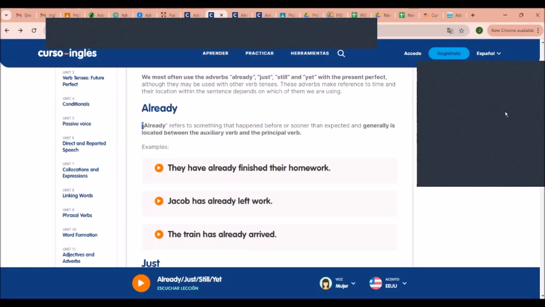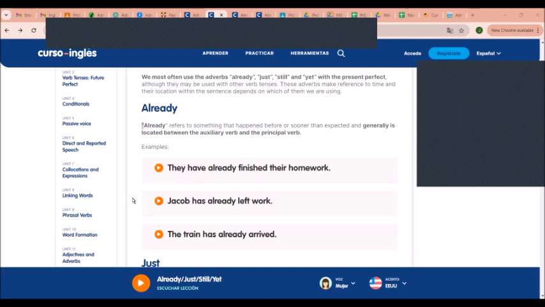¿Los leo? Yes, please. El primero dice, they have already finished their homework. Jacob has already left work. Y el último es, the train has already arrived. All right. So we use it. It refers to something that happened before or sooner than we expected, and generally is located between the auxiliary and the principal verb.